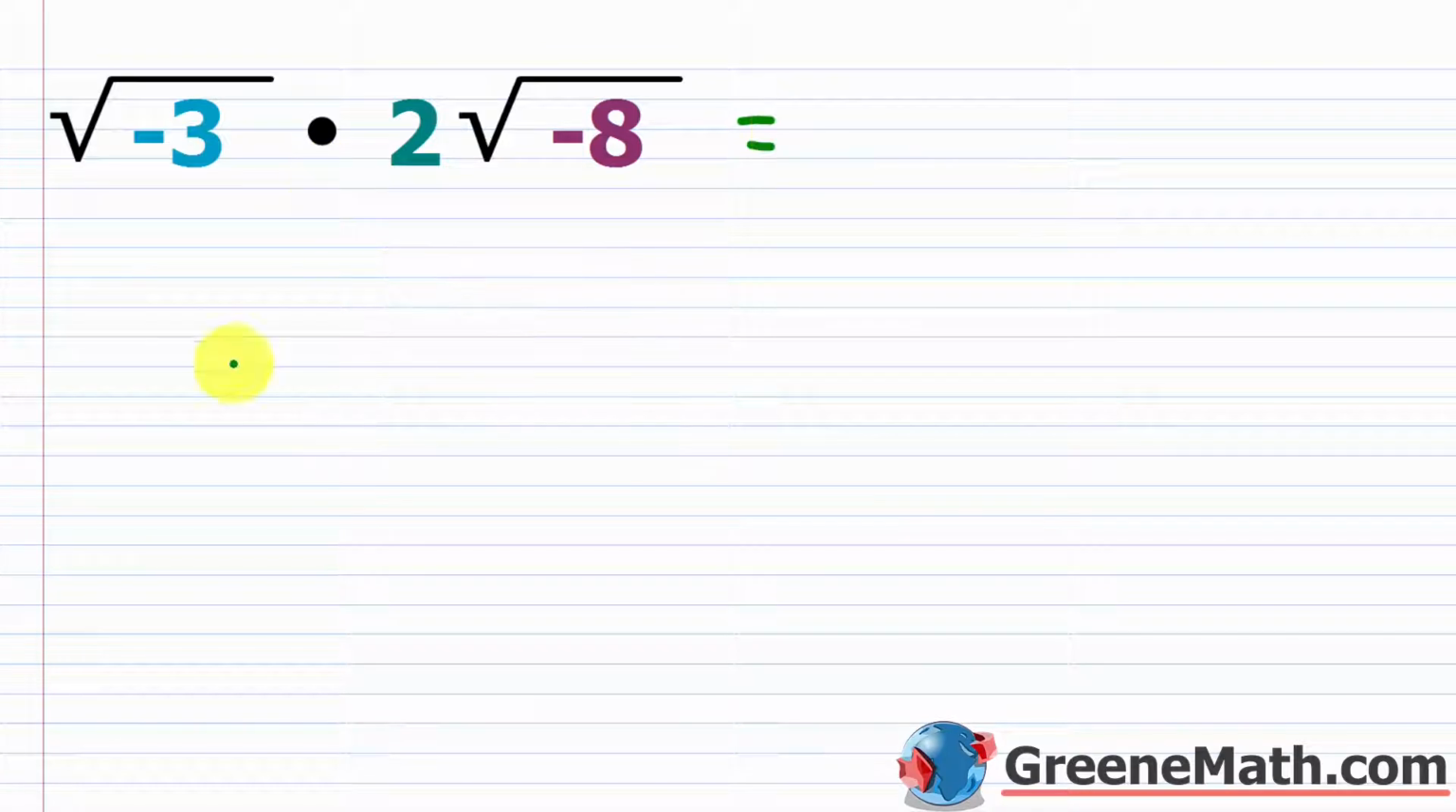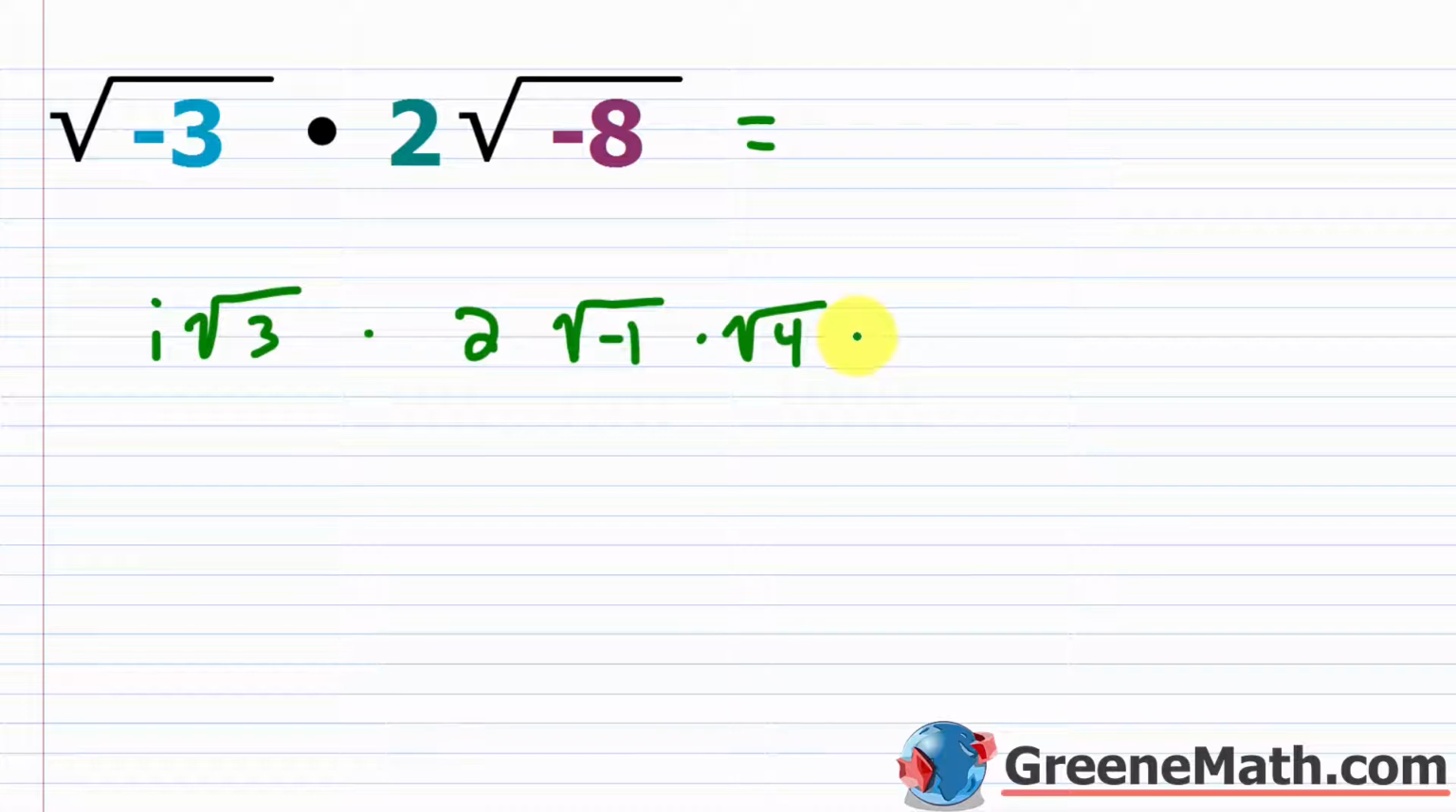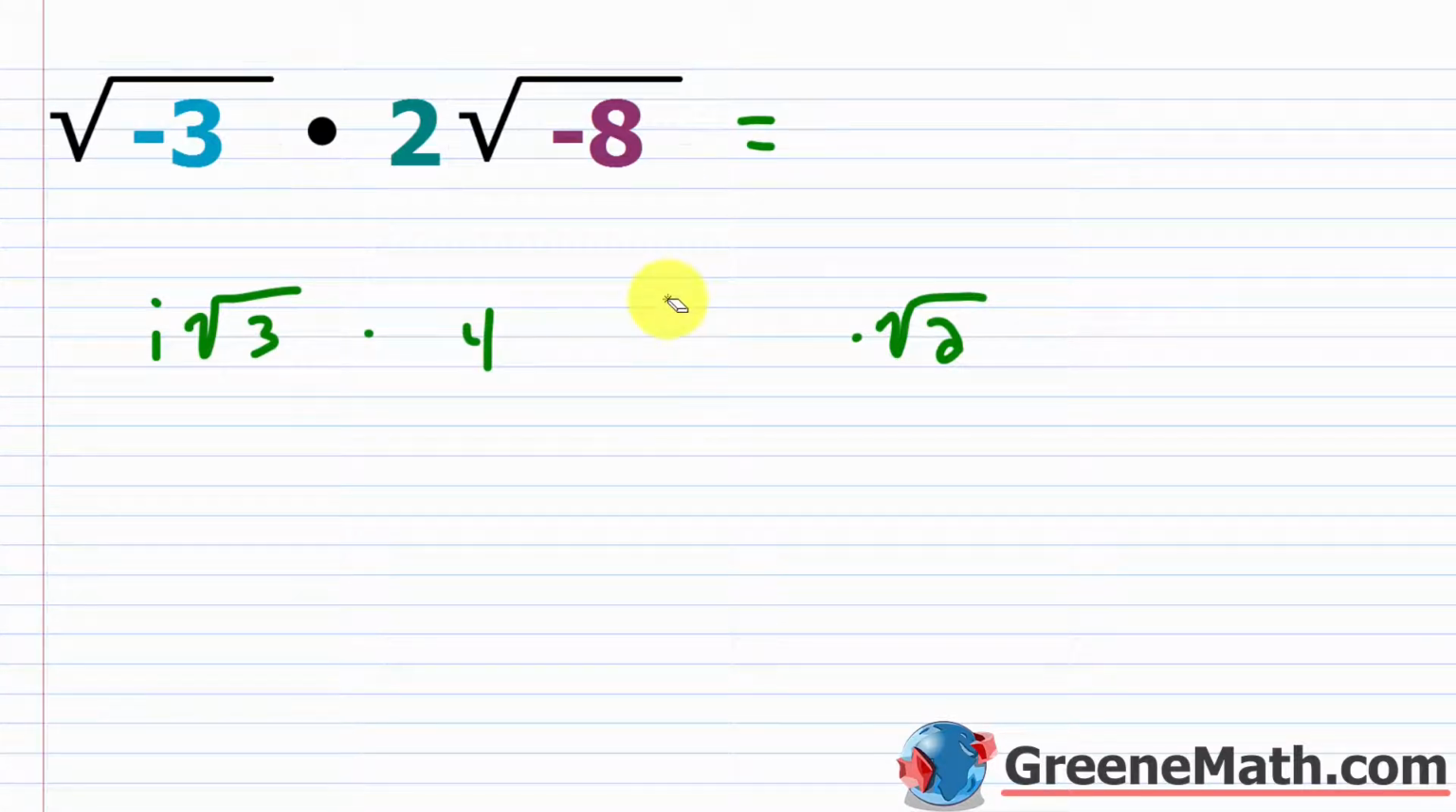So what I would do here is I would say this is i times the square root of 3, then times, for this one, let me go ahead and write this out. So we'll have 2 times, I'm going to put the square root of negative 1 times the square root of 4 times the square root of 2, okay? Just so you can see what I'm doing. The square root of 4 is 2, so 2 times 2 is 4, okay? And then basically you would have the square root of negative 1, which is i. So this becomes 4i times the square root of 2, okay?